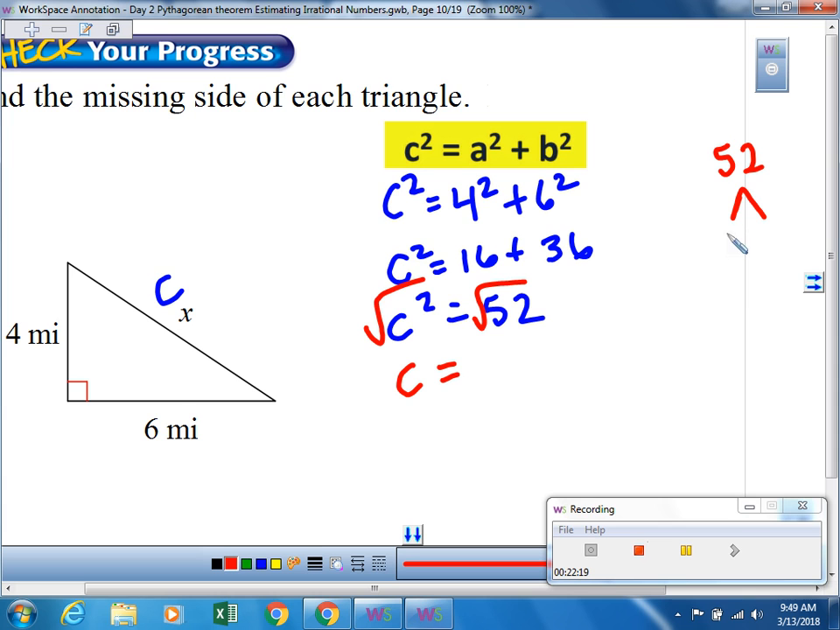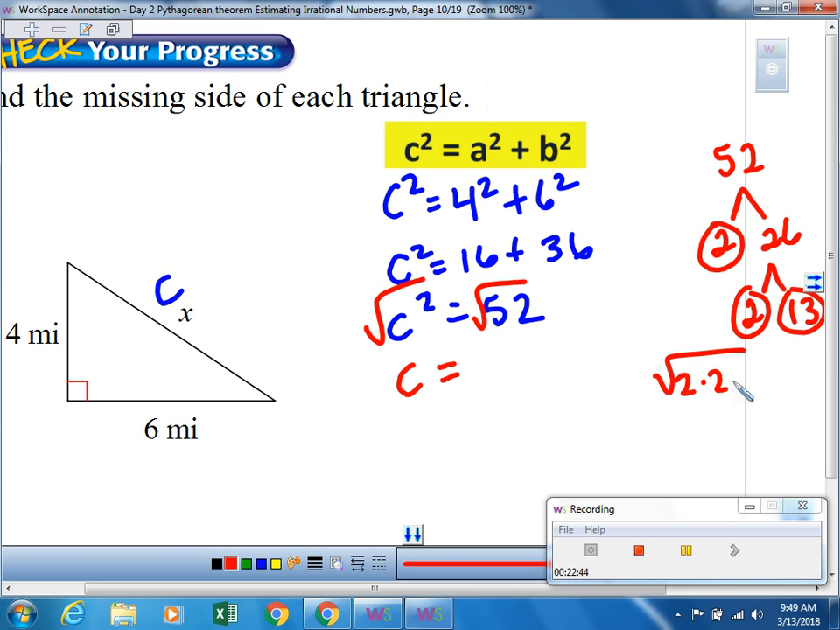So what times what is 52? 2 and 26. So 2 is prime, but 26 is not a perfect square. So what times what is 26? 2 and 13. So we have 2 times 2 times 13. 2 and 2 are equal factors, so take 1 out, get rid of 1, and I can't do anything with 13, so what do I have? 2 times the square root of 13.